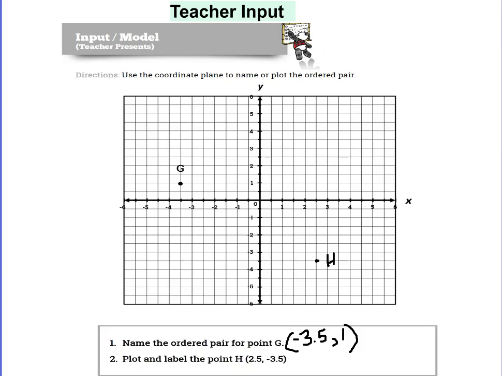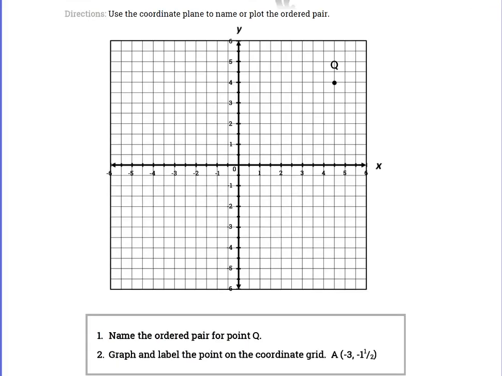So let's go now to Structured Guided Practice, page 274. And the directions are: use the coordinate plane to name or plot the ordered pair. Well, the first thing I need to do is name the ordered pair for point Q. So looking at point Q, if you are an odd number, today you are A's. If you are an even number, today you're B's. So odds are A, evens are B. A's, take a look at Q, and A's, tell B's what that X coordinate should be. Look at your X axis and what is the location for that point Q on the X axis. Ready? Go.